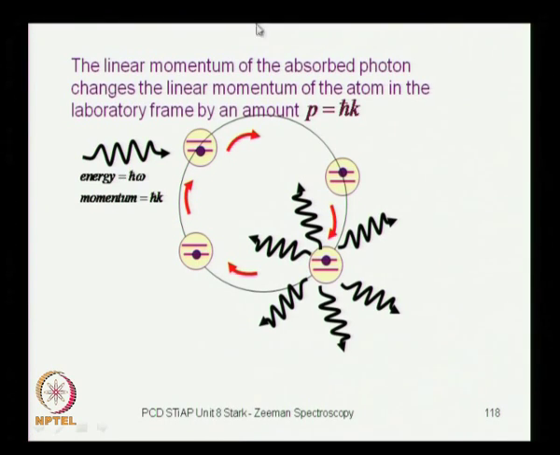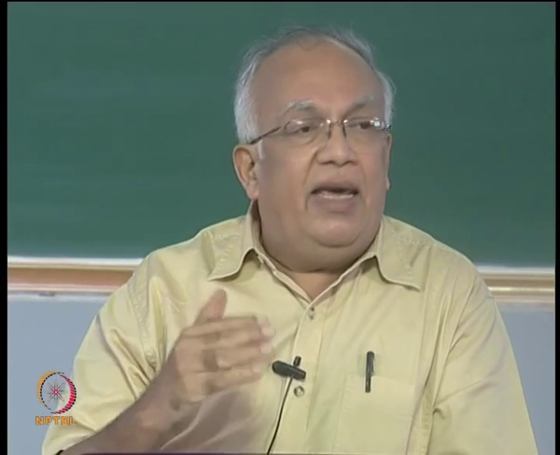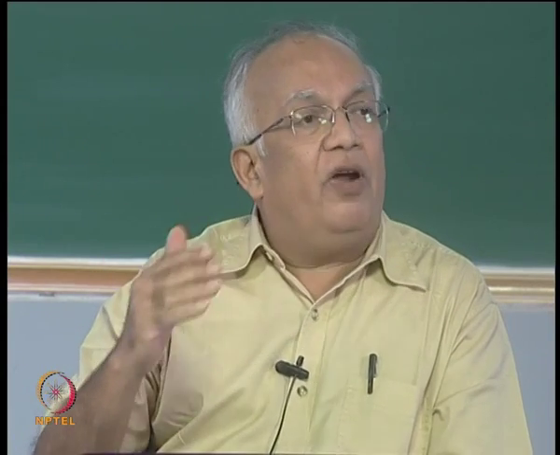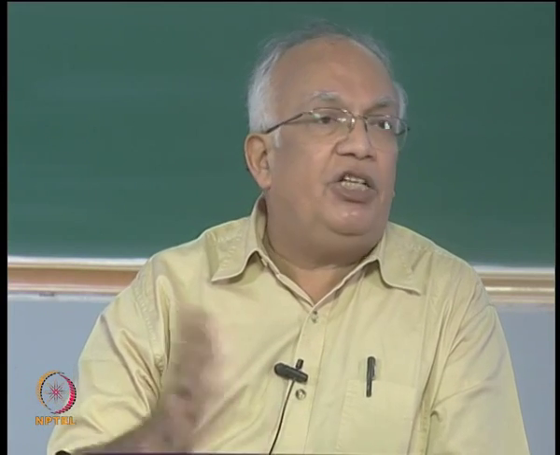And when it goes through a number of such cycles, every time it is going to lose light in a different direction. Now, this is where all of these different directions come into play. And what is the net average of all of this? When it goes through a number of cycles, whatever kick it gets because of the recoil coming from this spontaneous emission of a photon, it gets averaged to 0.